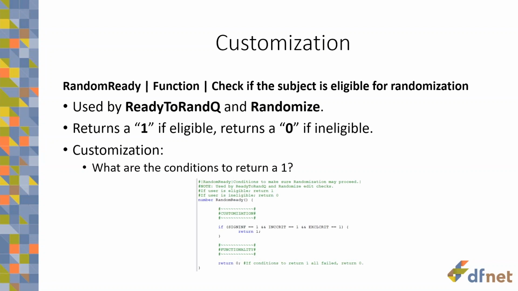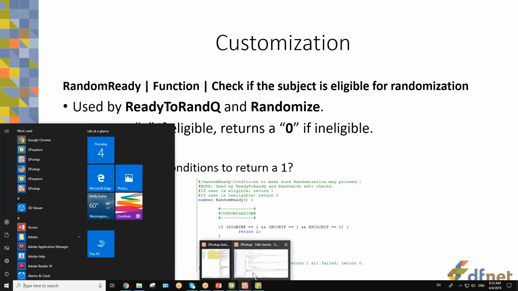The code of random ready has that customization section where you can put in all the conditions of what is required to return 1. So do you want a condition to check that they have submitted an inclusion and exclusion criteria forms? Do you want the condition to be that they are within a specific age range? In the case of this example, the customization is if these 3 fields have been marked the value 1, and if they are, it proves that they are eligible, and thus it will return a 1. Otherwise, if those are not true, the code is going to reach the bottom, which returns a 0. So if all conditions to return a 1 fail, return a 0.